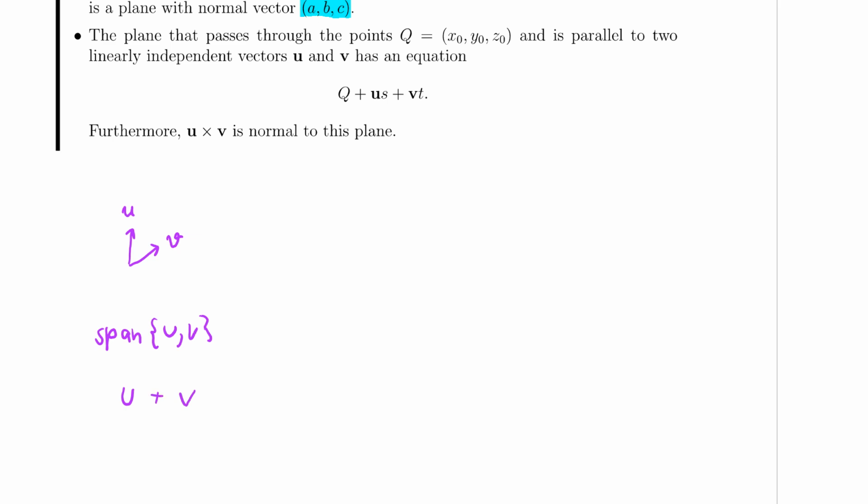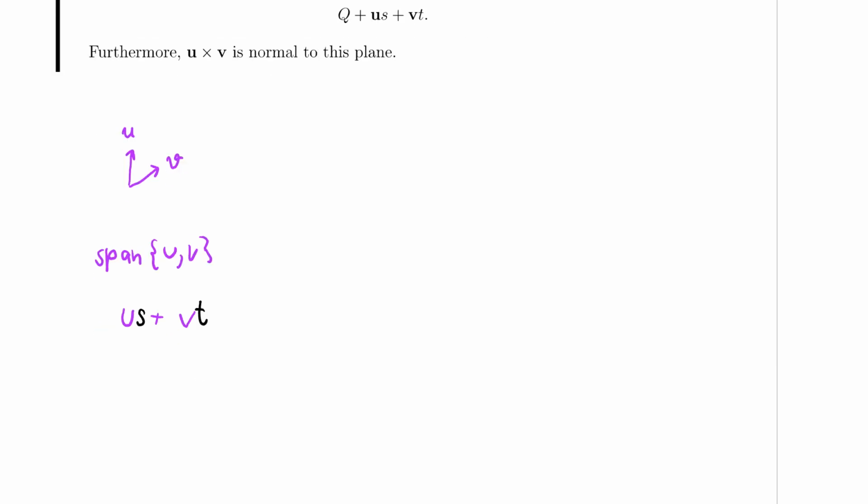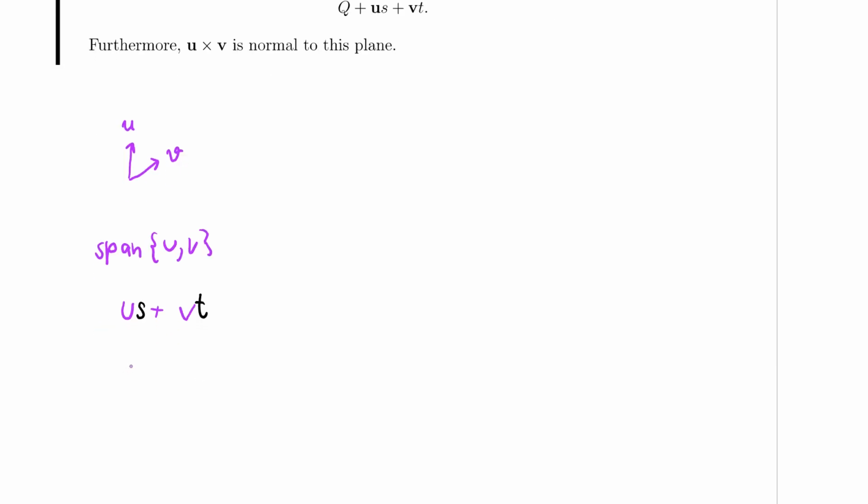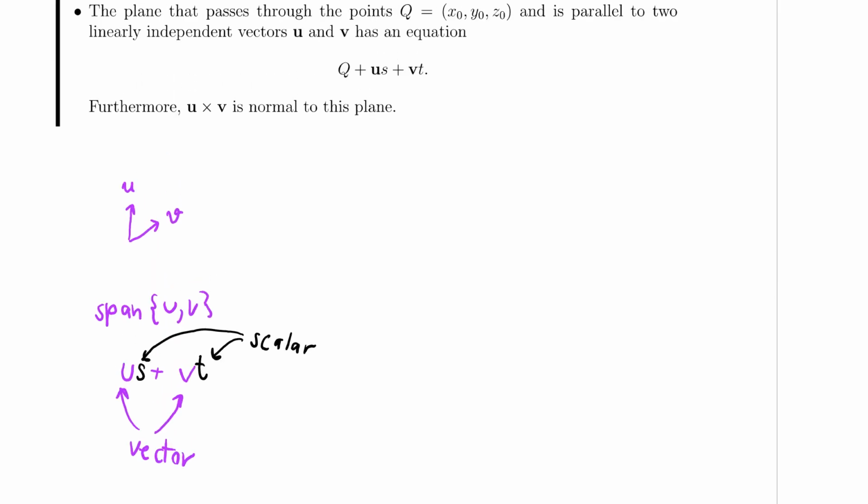Let's say I have u times s plus v times t here, where u and v are vectors, and s and t are scalars. I mean, not a constant, it's a number. So if I look at all the linear combinations of u and v, the span of u and v, this is going to give me a plane.